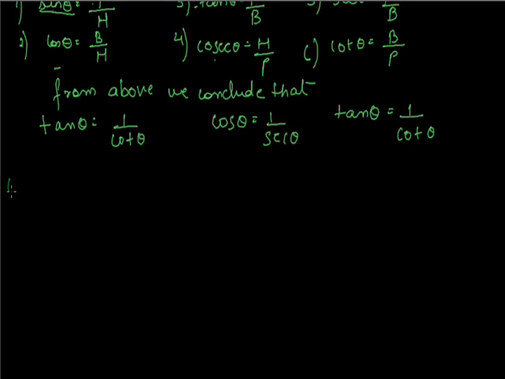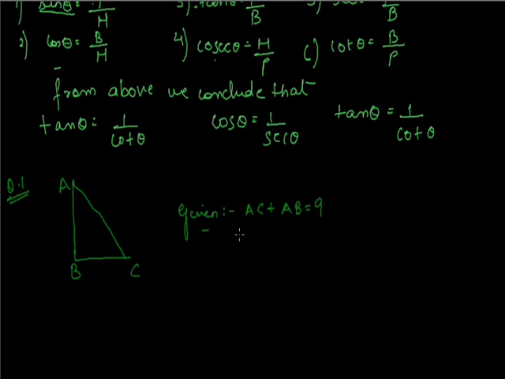So starting with it, question number 1. We are given a right angle triangle ABC, right angled at B, given is AC plus AB is equal to 9 centimeters and length of BC is 3 centimeters. I have to determine the value of cot C, cosec C and sec C. I have to find the values of all these.